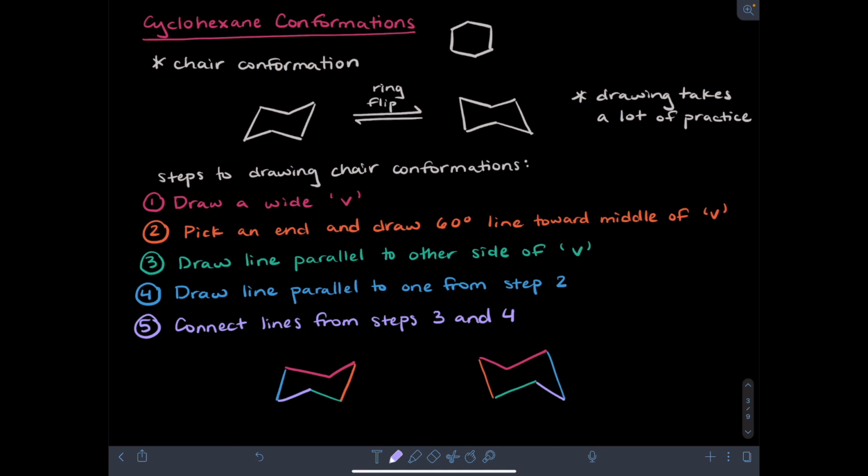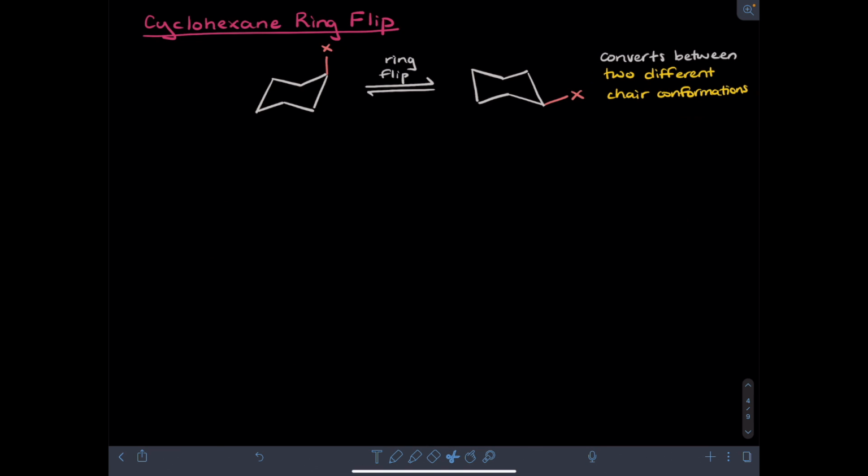And here's that final chair conformation, angled the other way around. The ring flip that I mentioned previously converts between my 2 different conformations of a cyclohexane ring. And these 2 conformations are different from each other. For example, if you had an X group attached to one of the carbons, in one conformation it would point straight up, and in the other conformation, it's pointing up and out to the side.